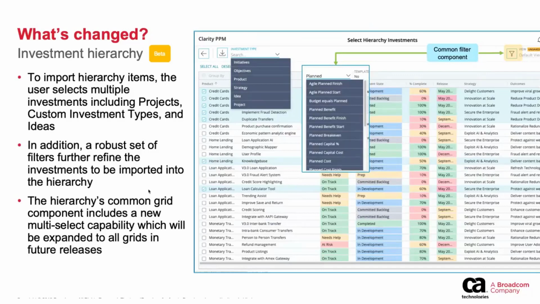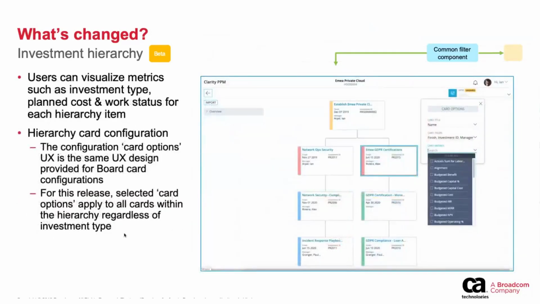And as I mentioned, this multi-select capability will be expanded and implemented within other grids in the application in future releases. Let's talk here about the metrics that are presented on the cards. The card option capability depicted in this image offers the same capabilities that are afforded to other parts of the product.